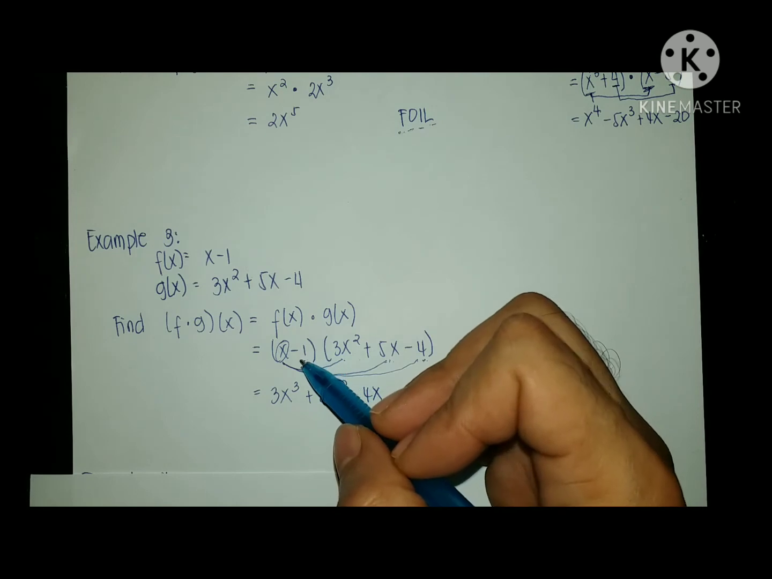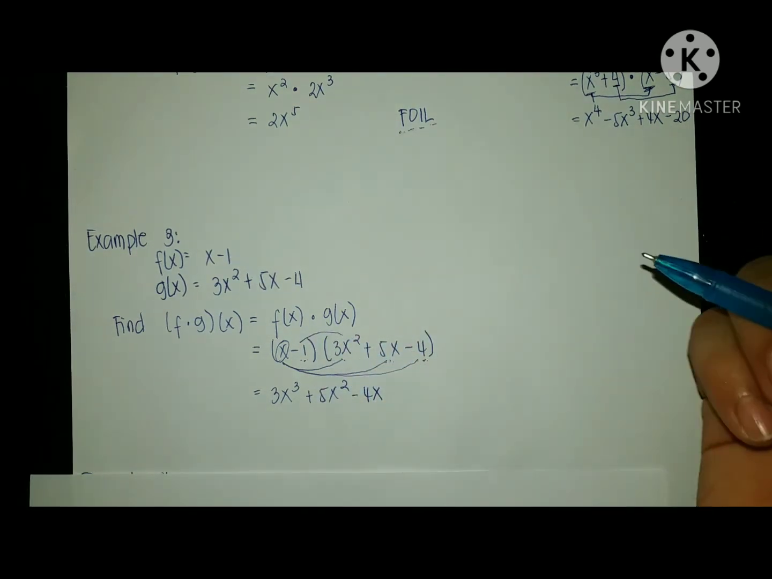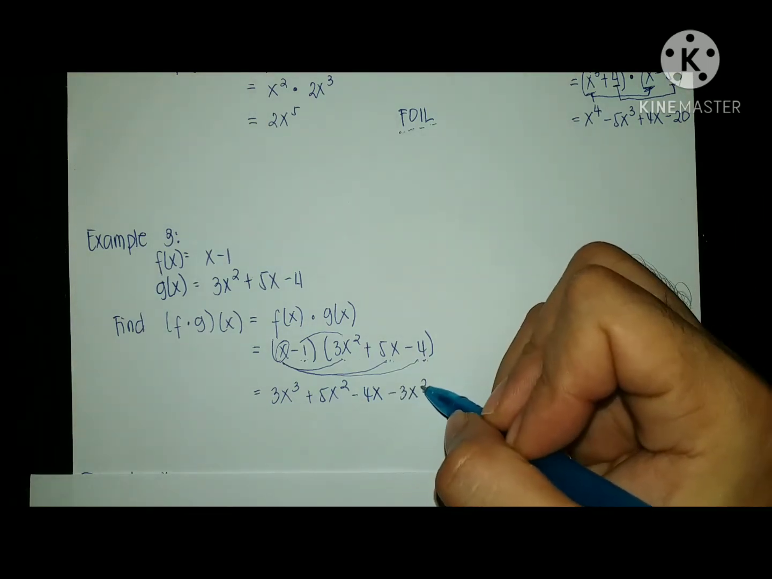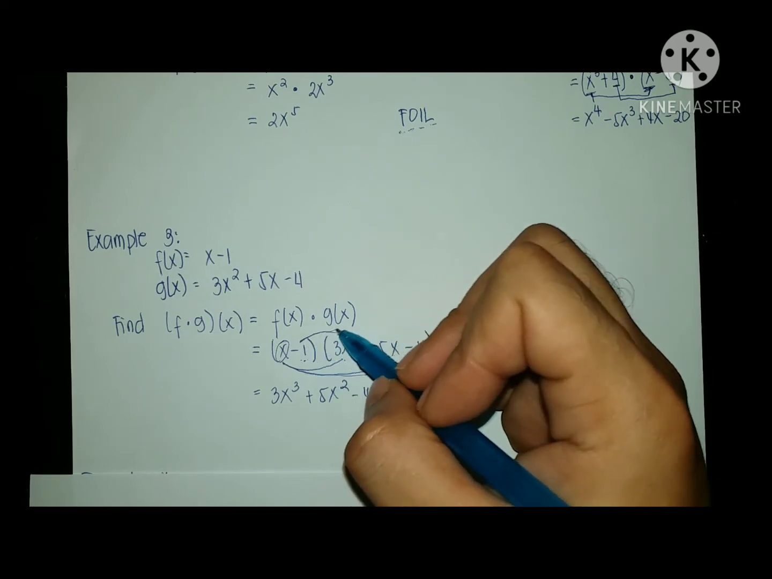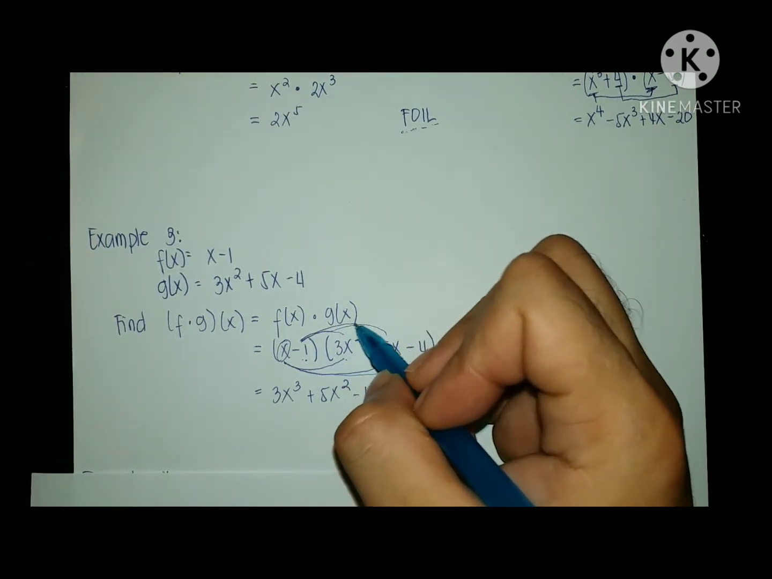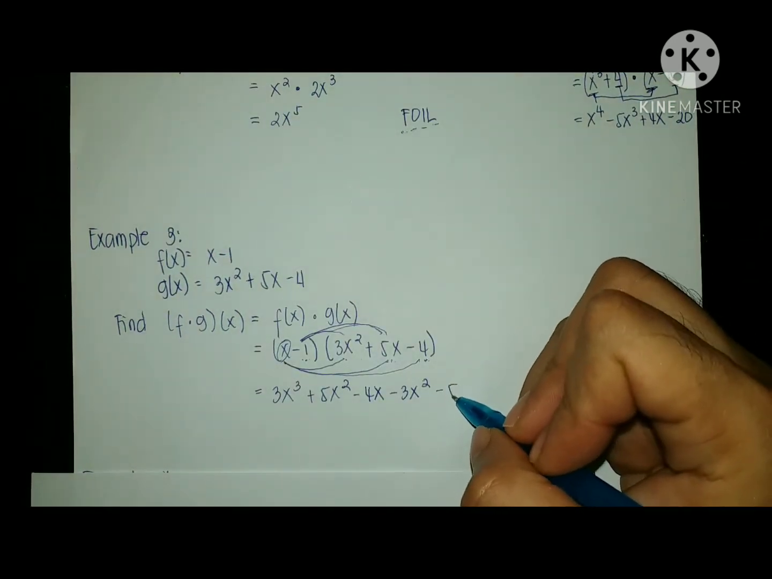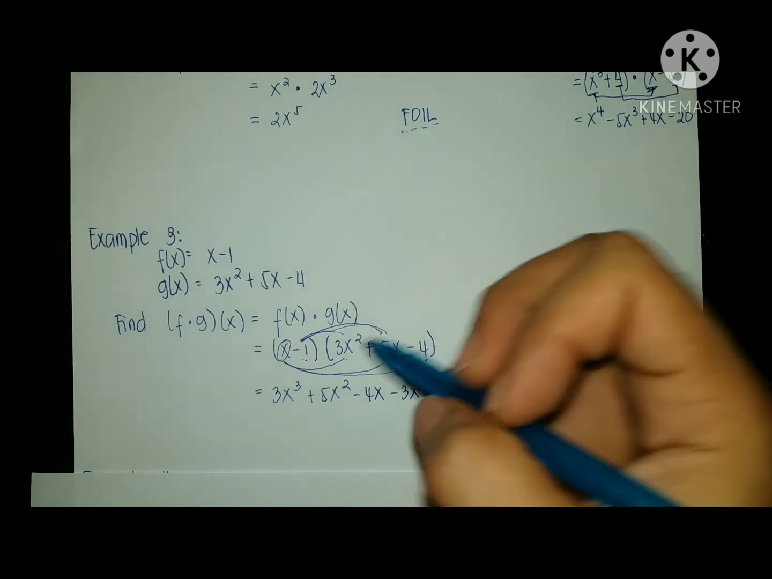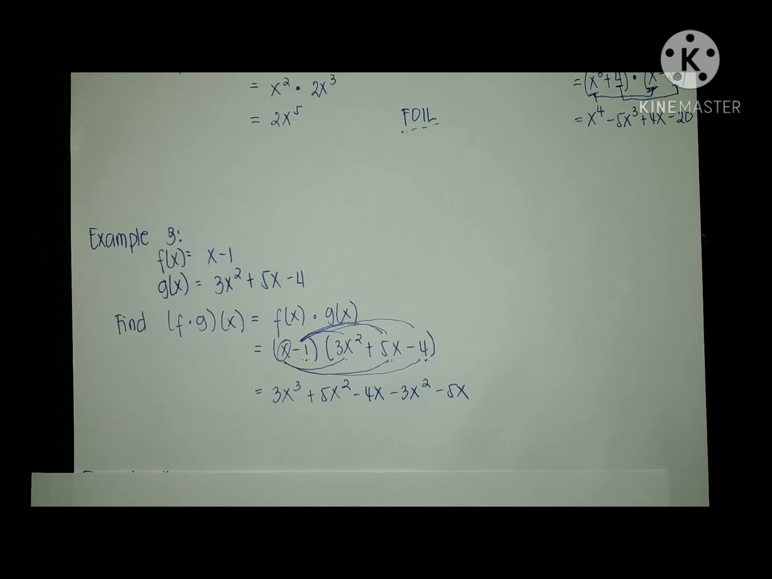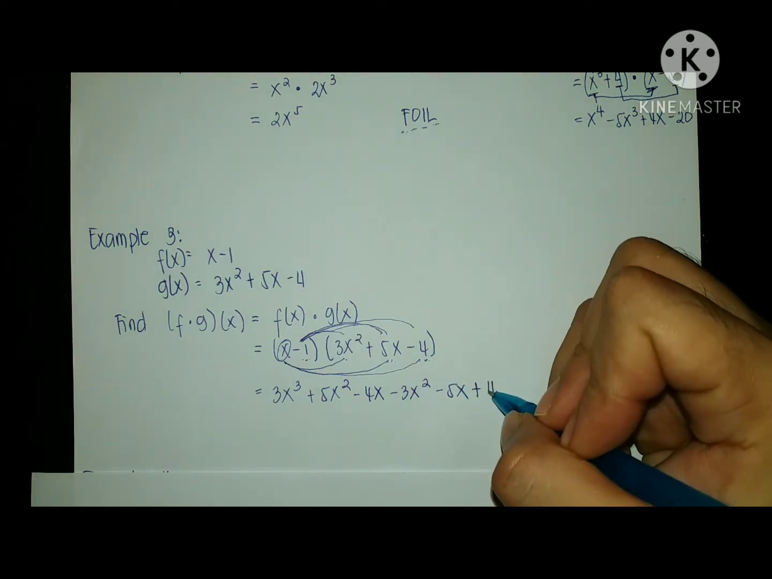Next will be negative 1. So negative 1 will be distributed with 3x squared. So that is negative 3x squared. And negative 1 will also be distributed with positive 5x. So negative 1 times positive 5x, that is negative 5x. Then negative 1 will also be distributed with negative 4. That is negative 1 times negative 4, which is positive 4.